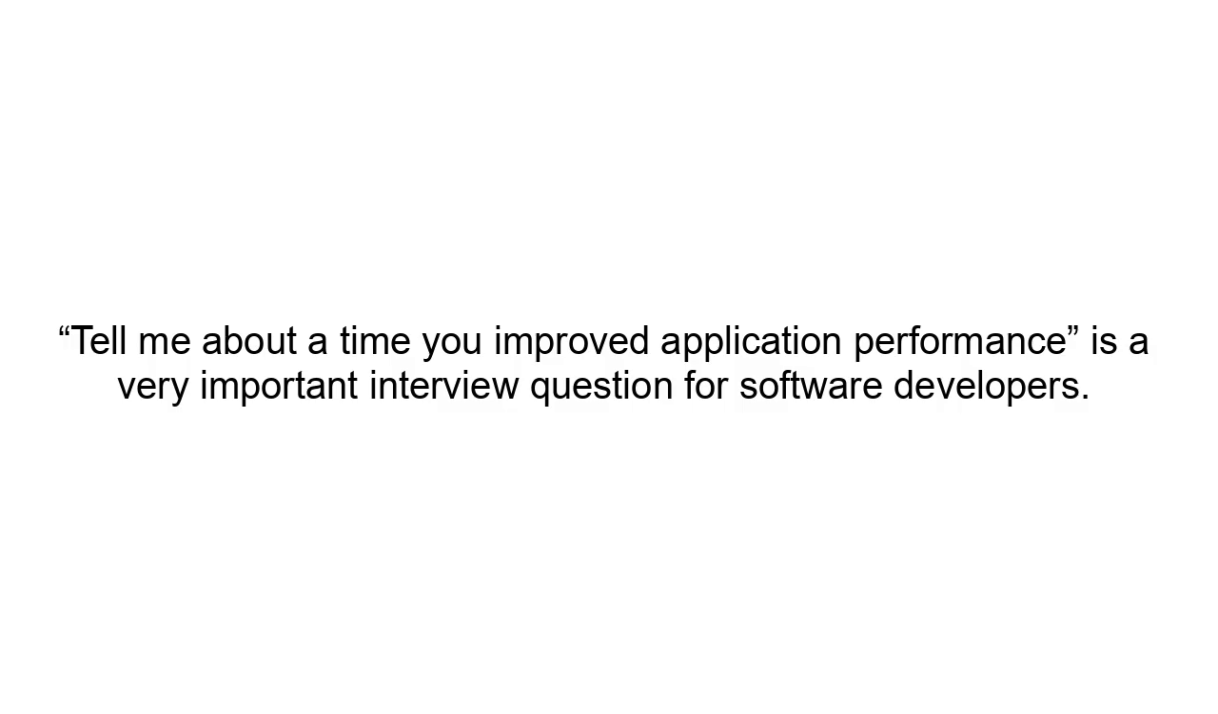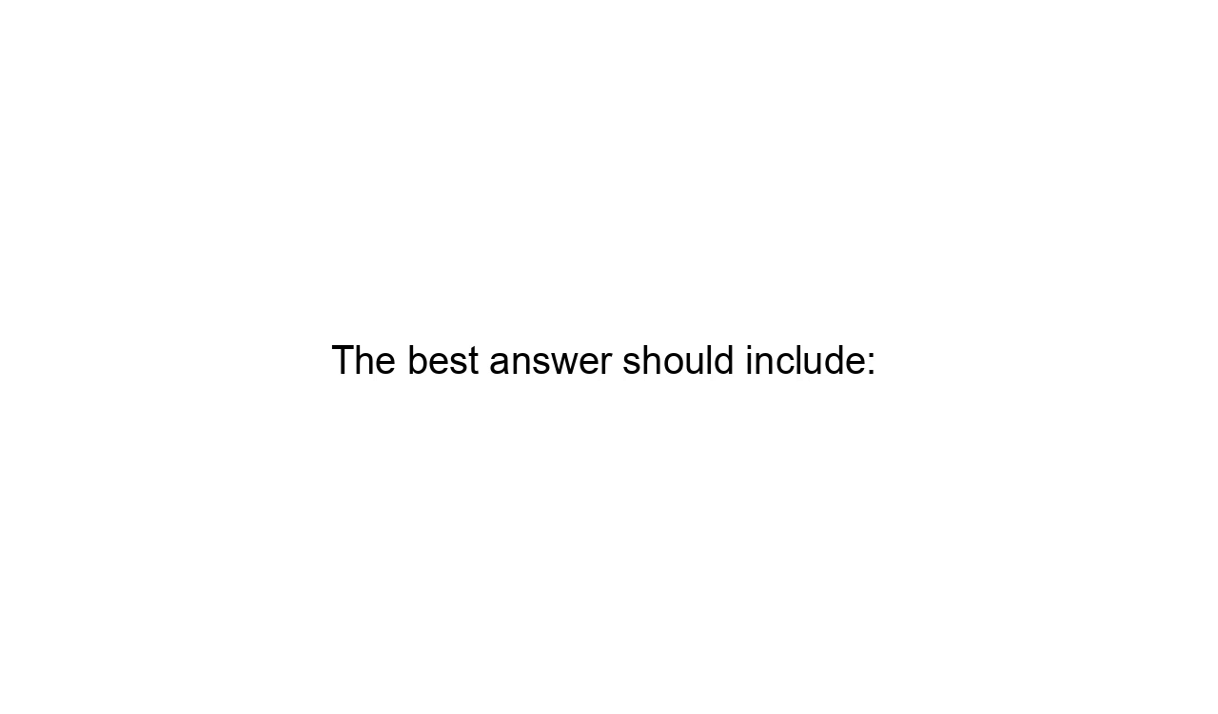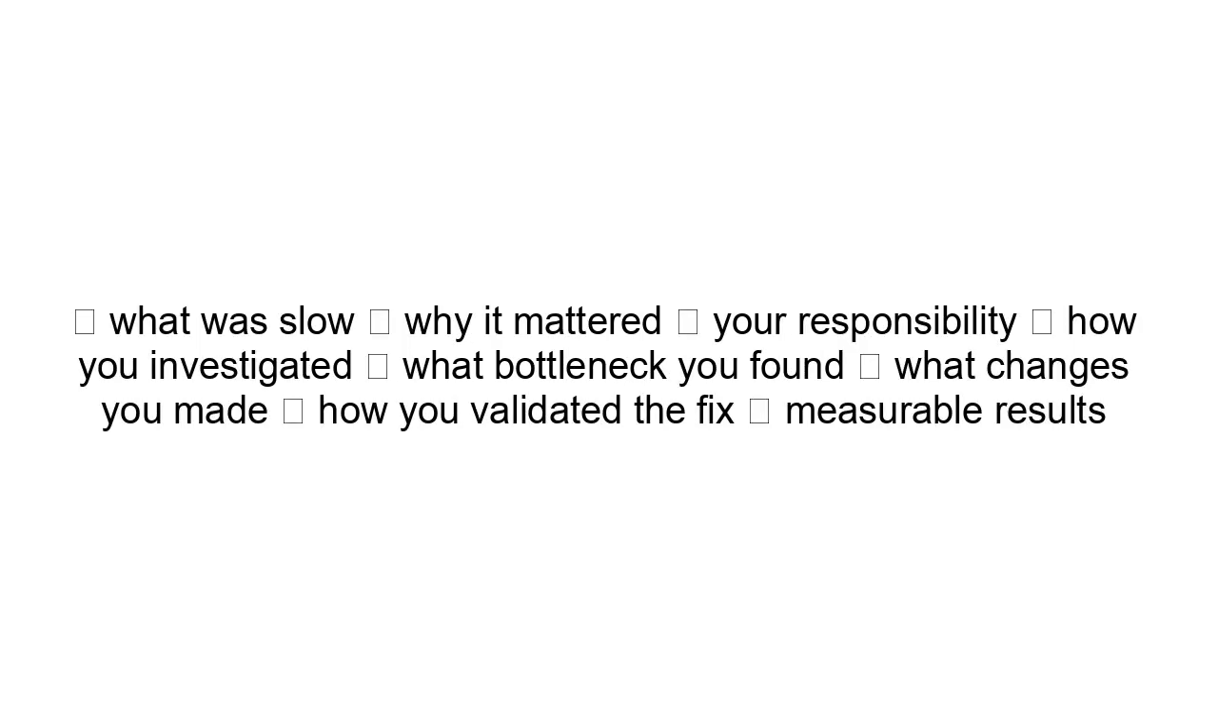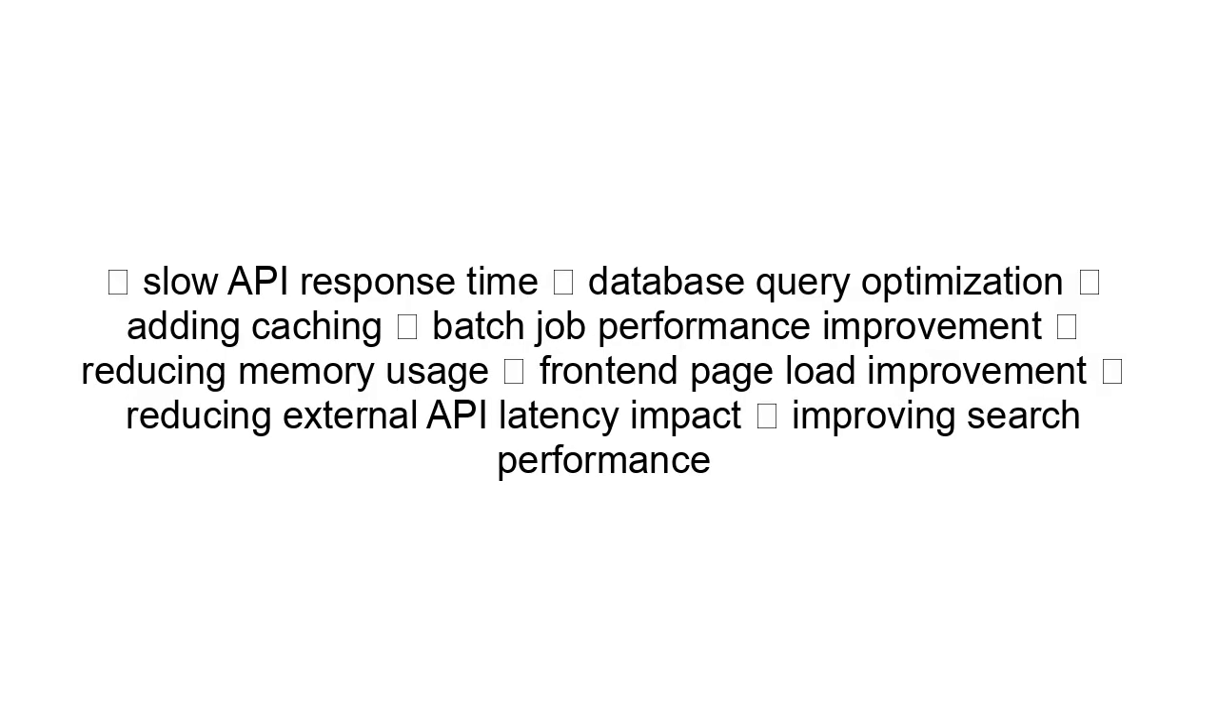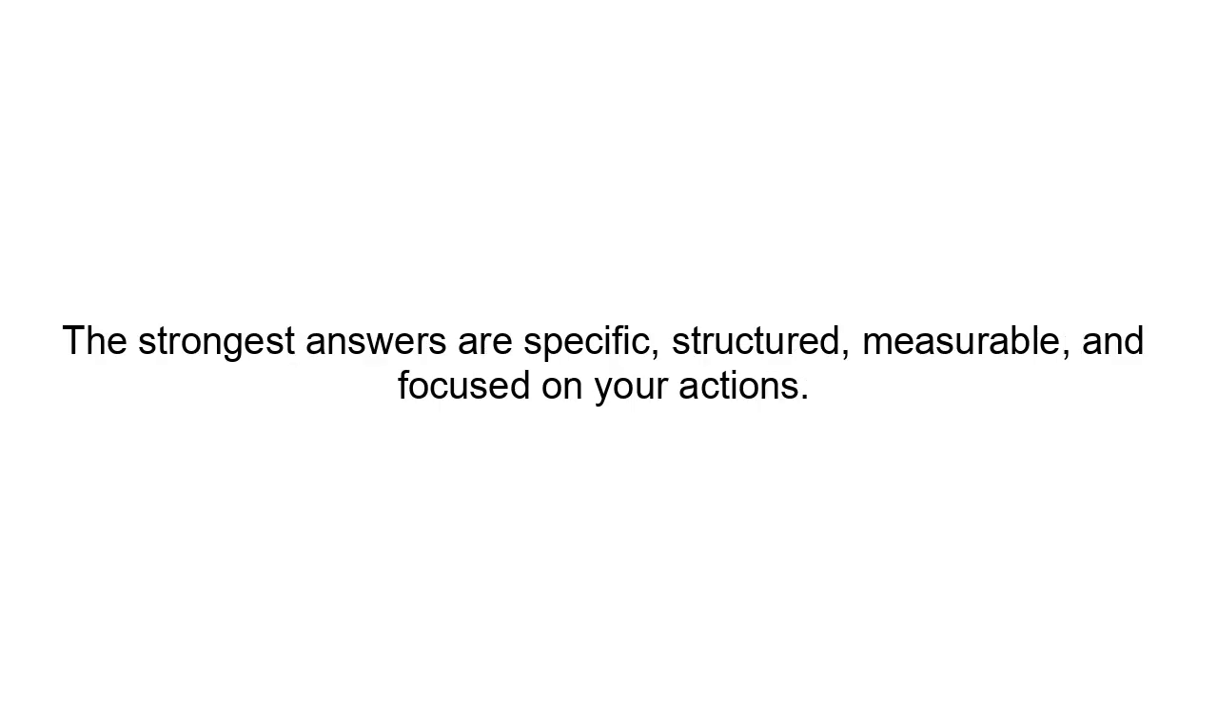Final summary. Tell me about a time you improved application performance is a very important interview question for software developers. The best answer should include what was slow, why it mattered, your responsibility, how you investigated, what bottleneck you found, what changes you made, how you validated the fix, and measurable results. Good examples include slow API response time, database query optimization, adding caching, batch job performance improvement, reducing memory usage, front-end page load improvement, reducing external API latency impact, and improving search performance. The strongest answers are specific, structured, measurable, and focused on your actions.